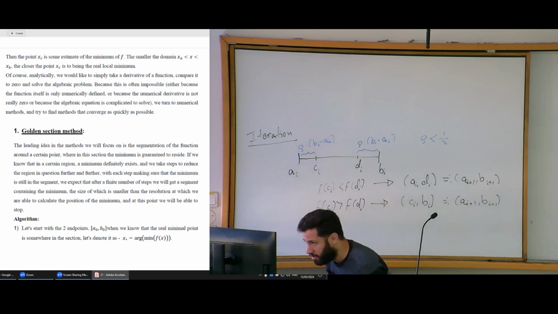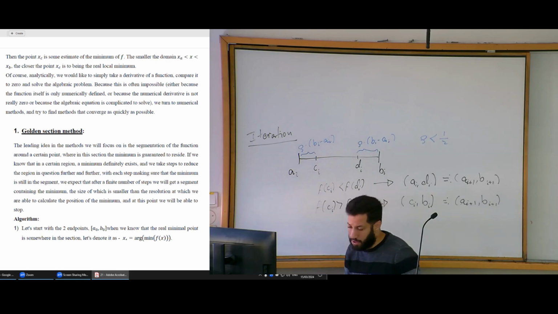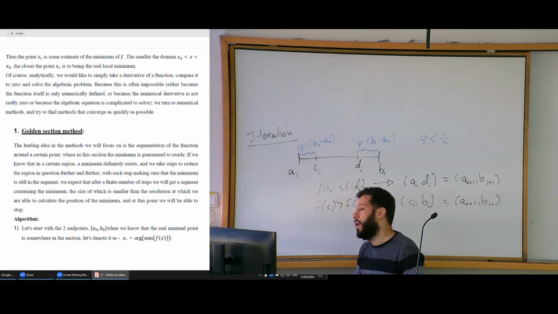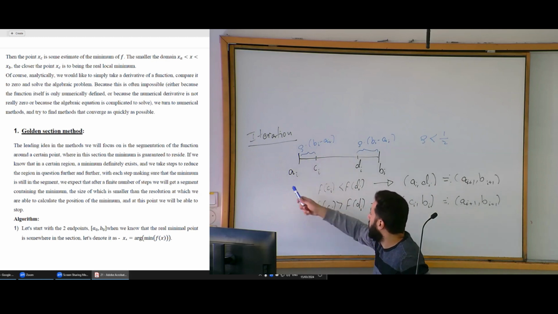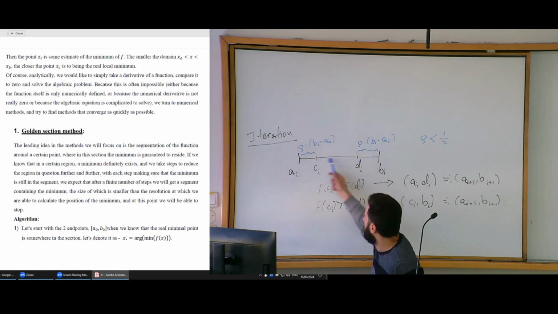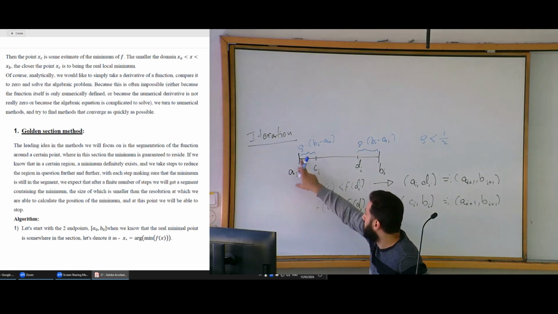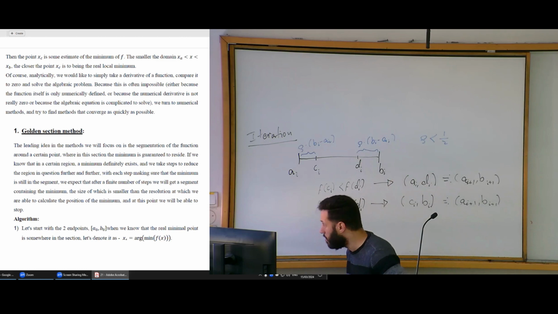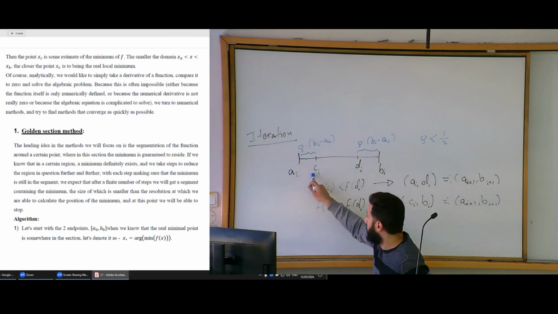So in the first iteration, I get some A and B. These are A0 and B0, or let's call them A1 and B1. And I calculate C1 and D1. What is C1? For example, if you fix rho to be a quarter, then C1 is A1 plus a quarter of this section. So it is a_i plus a quarter of this section, and d_i is b_i minus a quarter of this section.